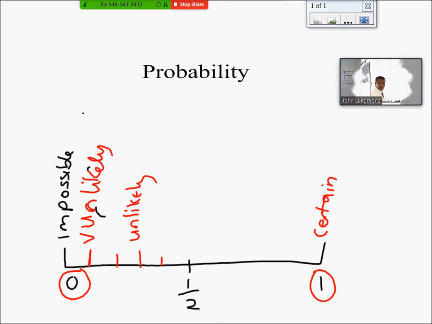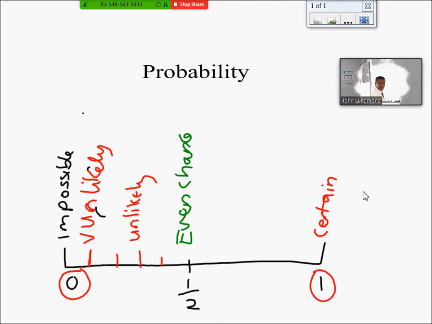Then as we approach half, so now we say even chance. What does it mean? Even chance. So the event can take place 50-50. It can either take place or not take place, but the answer is 50-50. You've heard of that. That's probability.